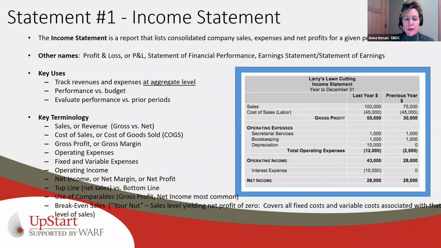Okay, so let's talk about the first of the big three here. This is the income statement. And as I mentioned, this is focused on the operations or the operating results of your business. And this is reported on a consolidated basis. It's consolidated sales, expenses, and net profits for a given period of time. We typically look at an income statement at least on an annual basis, right? But best practices, we're looking at an income statement on a monthly basis.